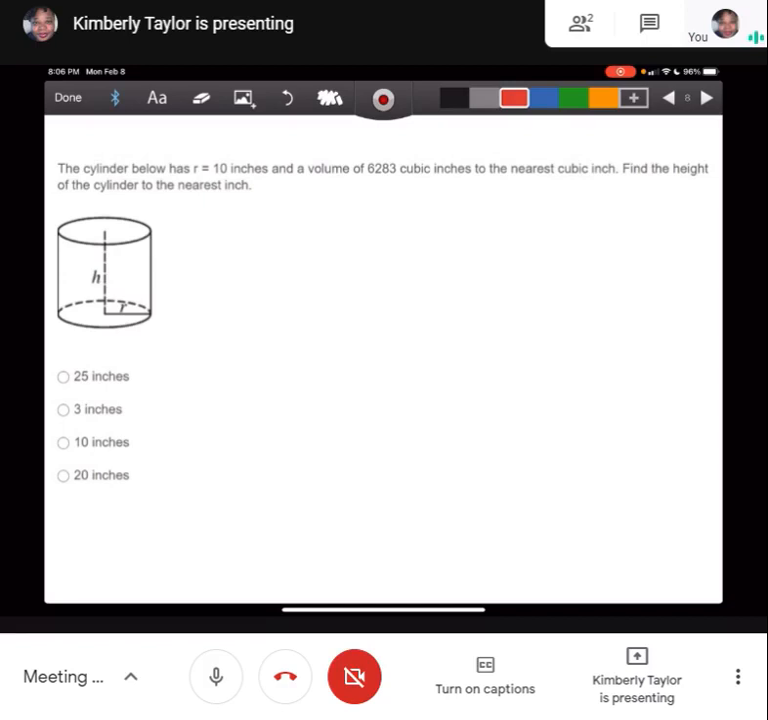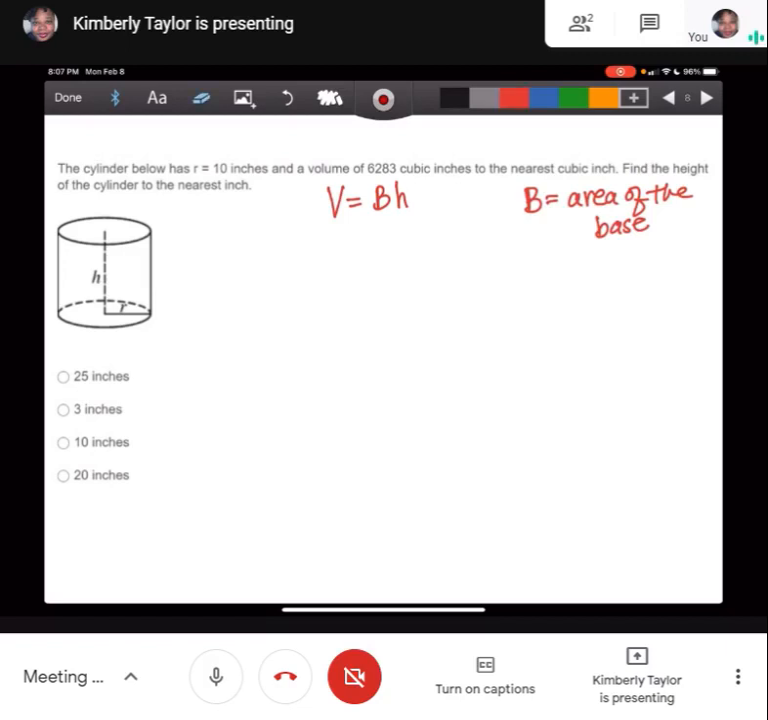Find the height of the cylinder to the nearest inch. So first off, let's talk about how we find the volume of a cylinder. To find the volume of a cylinder, it is V equals the area of the base times the height. The capital B stands for the area of the base. What shape is the base?